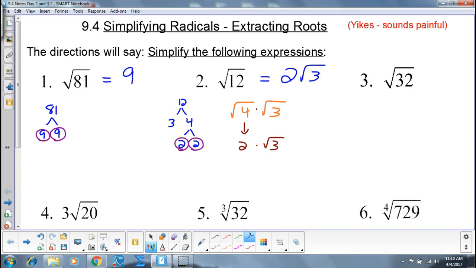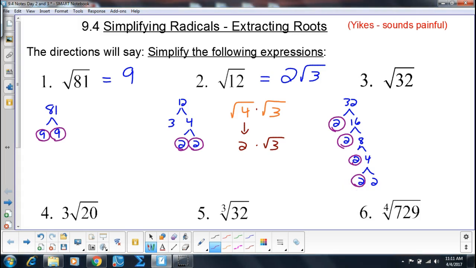So if I'm looking at the square root of 32, if I break it down, that's going to be 2 times 16. 16 is 2 times 8. 8 is 2 times 4. 4 is 2 times 2. So I've got a pair here. So that one gets broken out. I've got a pair here. That one gets broken out. So then this would be 2 times 2 times the square root of 2, or 4 square roots of 2.